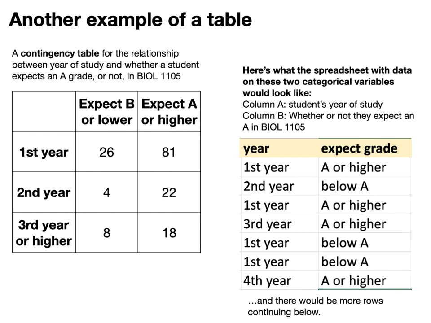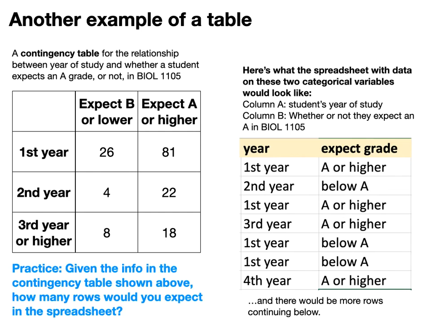It's like a frequency table, but for 2 variables at once instead of 1. Okay, so here's a little practice question. Given the data in this contingency table on the left, how many rows would there be in the spreadsheet? So how many students were there, right? Because each row is a student.